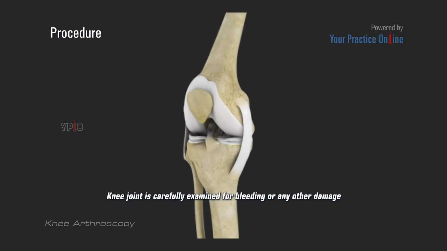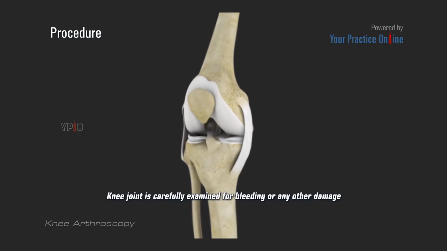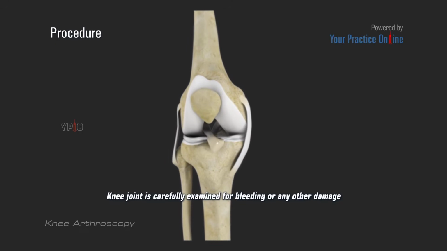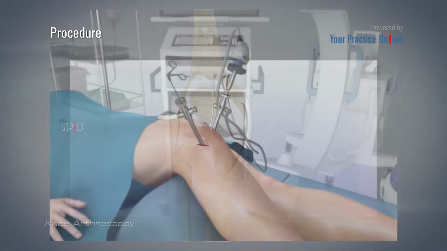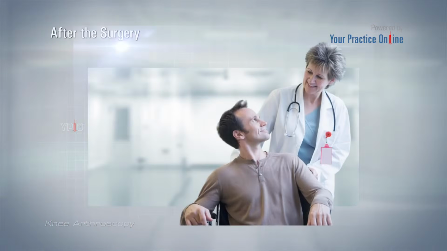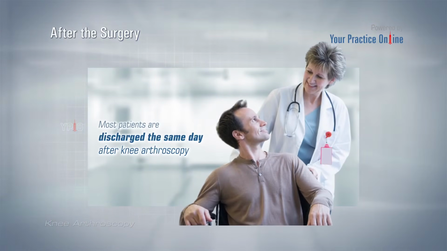After the repair, the knee joint is carefully examined for bleeding or any other damage. The saline is then drained from the knee joint. Finally, the incisions are closed with sutures or steri-strips, and the knee is covered with a sterile dressing. After the surgery, most patients are discharged the same day after knee arthroscopy.